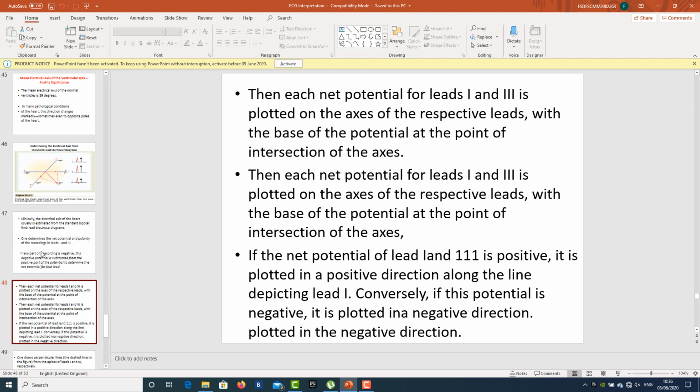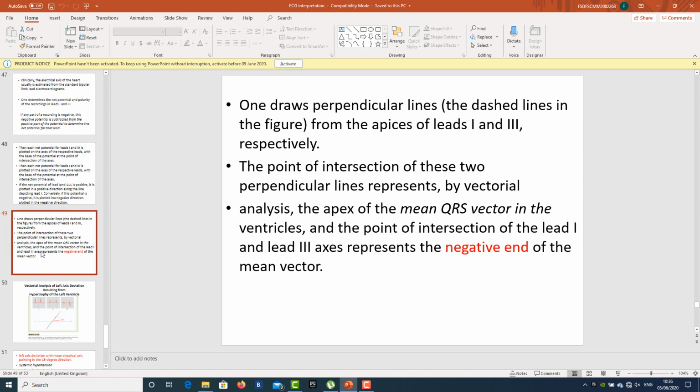If the net potential of lead 1 and 3 is positive, it is plotted in a positive direction along the line depicting lead 1. Conversely, if this potential is negative, it is plotted in a negative direction. So, one draws perpendicular lines, the dashed lines in the figure I'm going to show, from the apices of lead 1 and lead 3 respectively. The point of intersection of these two perpendicular lines represents, in vectorial analysis, the apex of the mean QRS vector in the ventricles, and the point of intersection of the lead 1 and lead 3 axes represents the negative end of the mean vector.